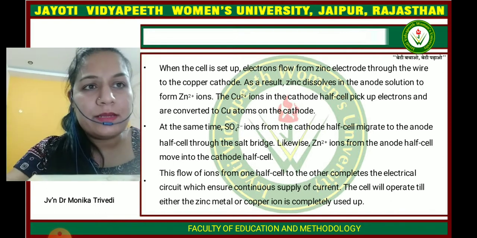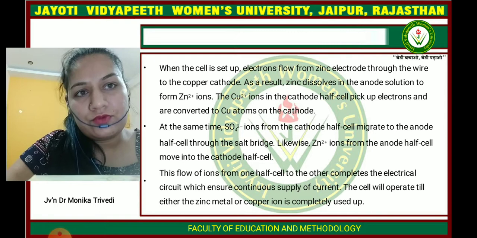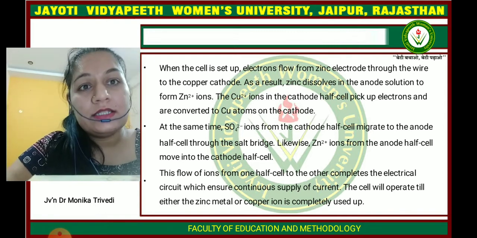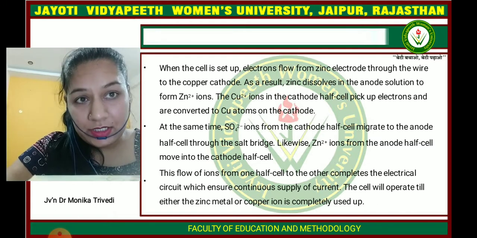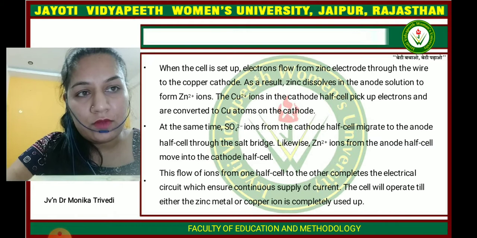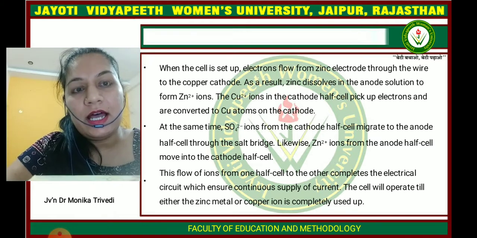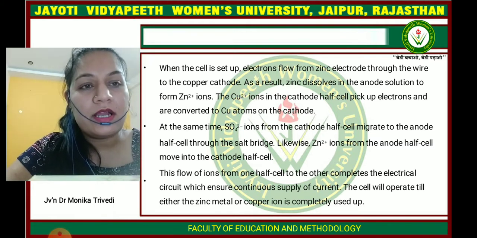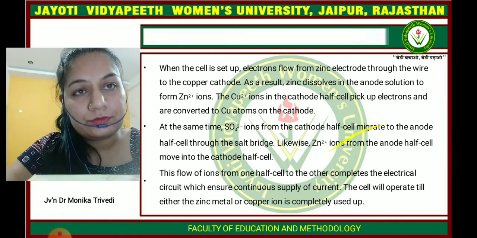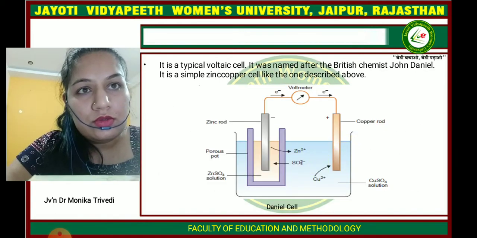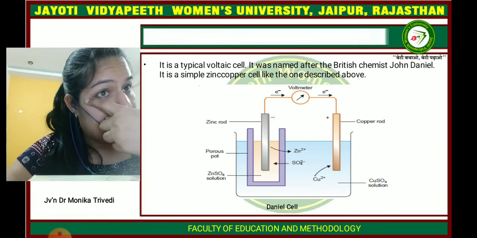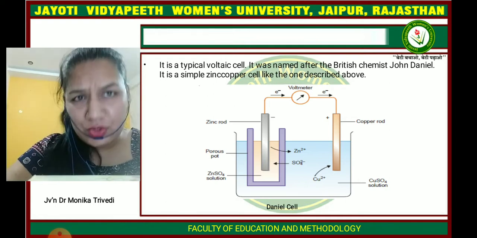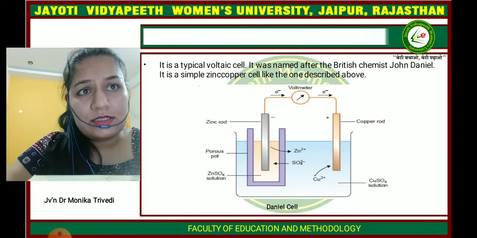Likewise, Zn2+ ions from the anode half cell move to the cathode half cell. This flow of ions from one half cell to the other completes the electrical circuit, which ensures a continuous supply of current. The cell will operate till either the zinc metal or the copper ion is completely used up. A typical voltaic cell is the Daniel cell. John Daniel discovered this cell. It is a simple zinc copper cell.